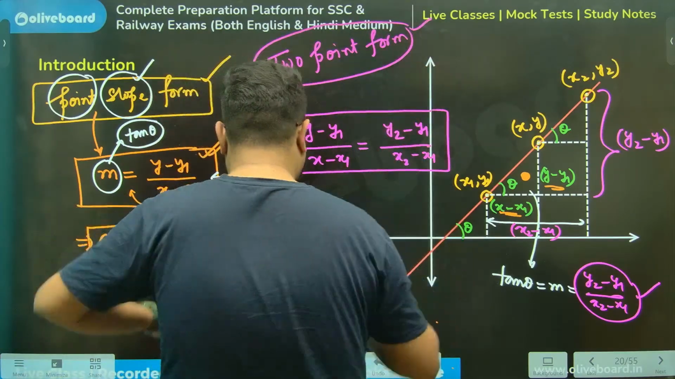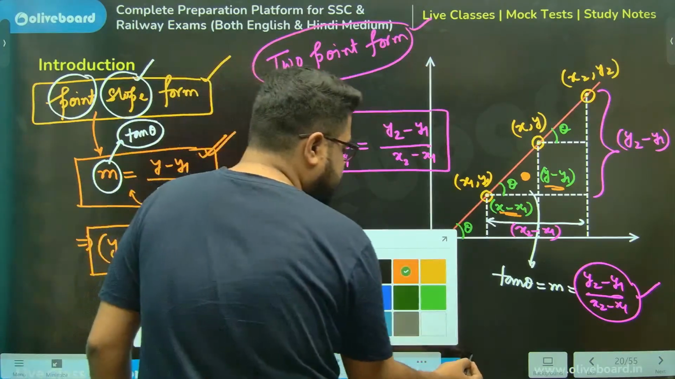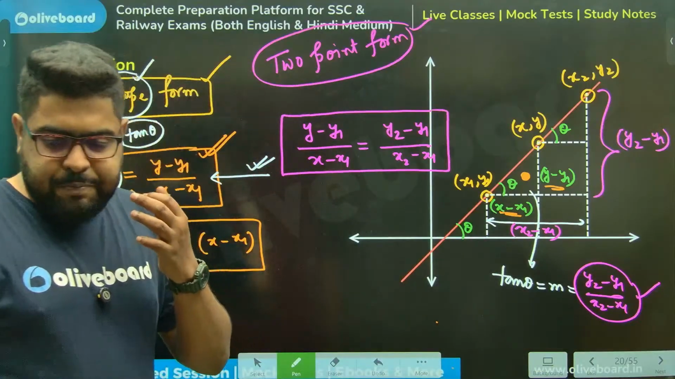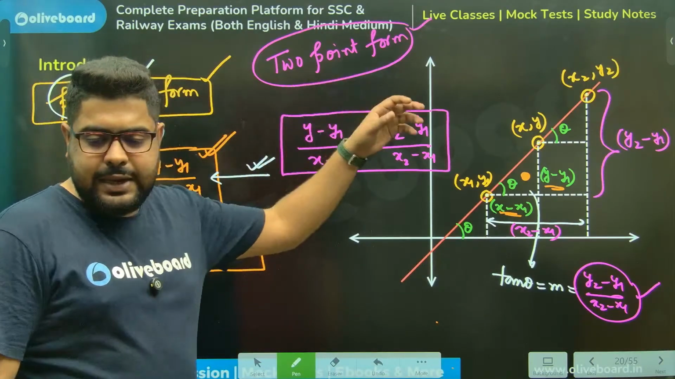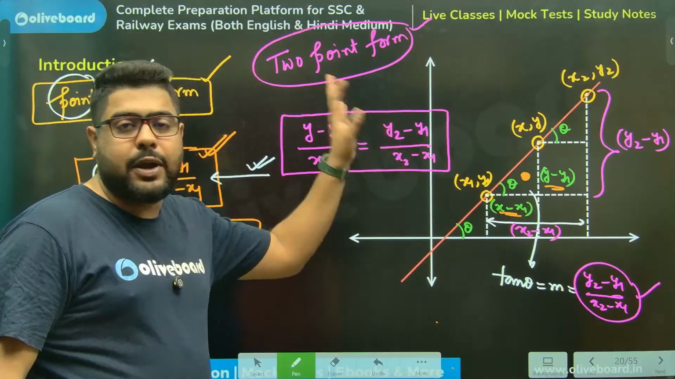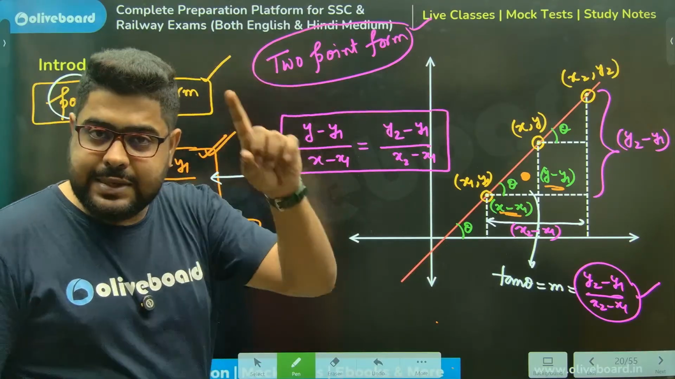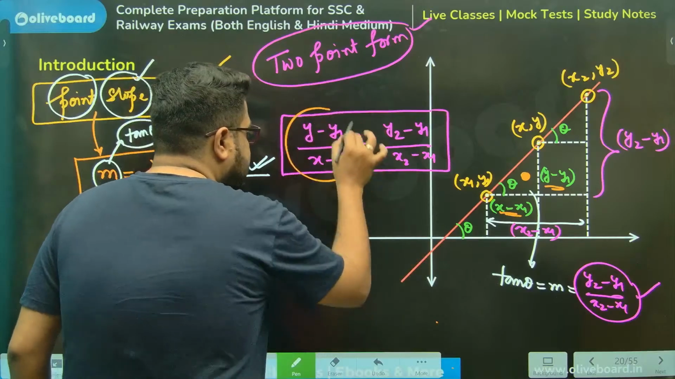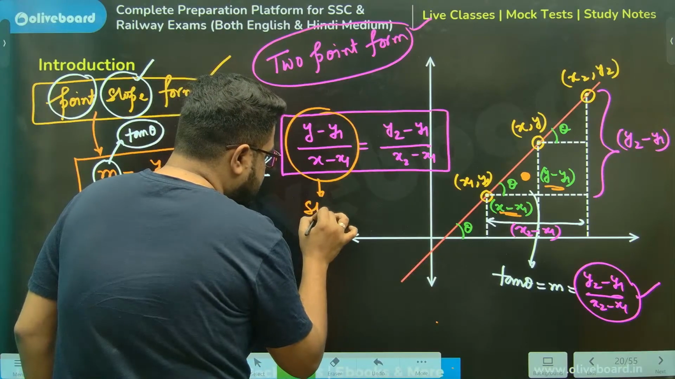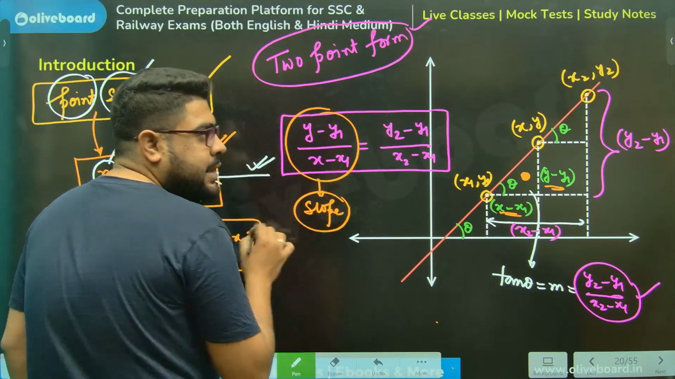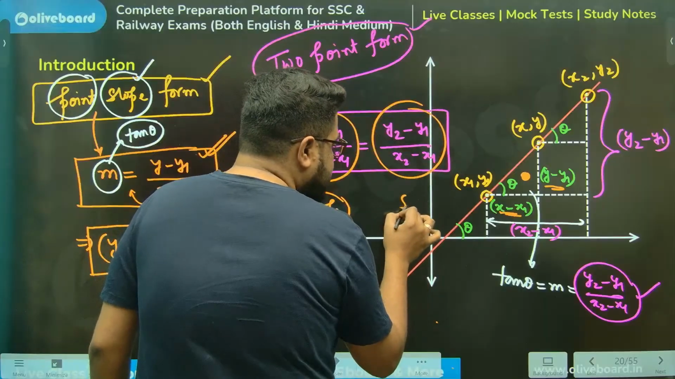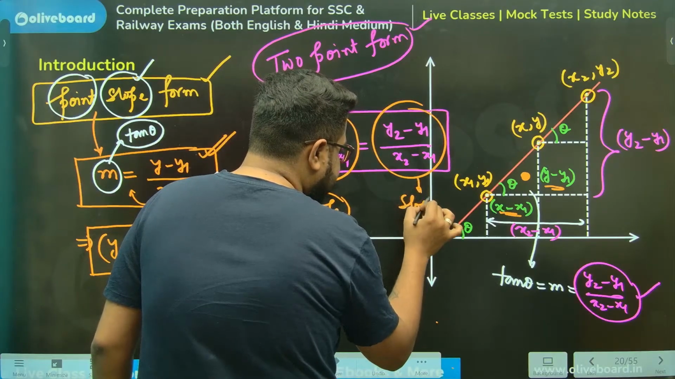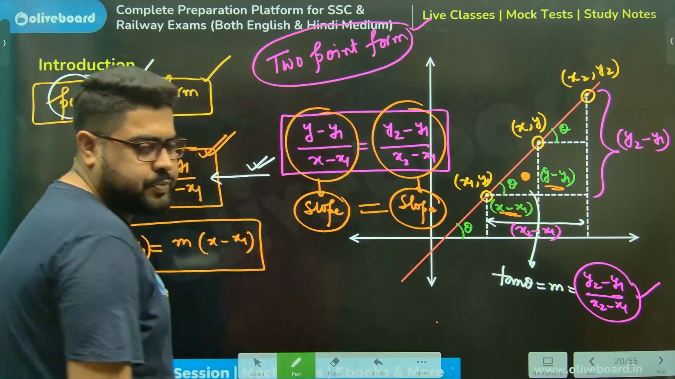I know I'm taking 5 minutes extra, but again, just listen to me for 10 seconds. Here you see 2 points. The line is passing through x1, y1, the other point is x2, y2. But please understand the main fundamental thing here: the equation has been made using this concept. Slope is equal to slope.